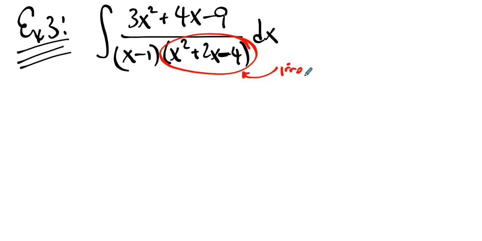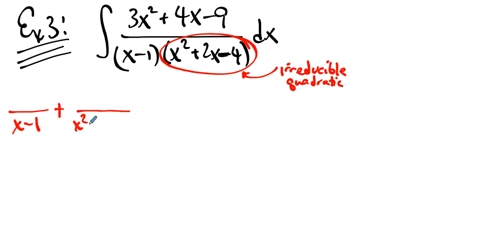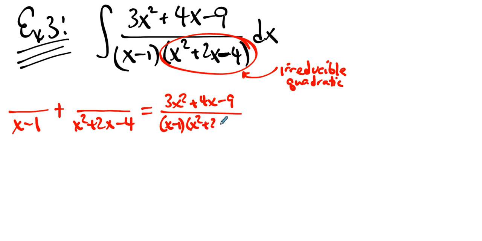This is what we call an irreducible quadratic. So how does that change the process? Well, it is still true that two proper fractions whose denominators are these factors will add up to this proper fraction. This is a proper fraction because the denominator has an x cubed and the numerator has no power bigger than 2. So what happens over here?